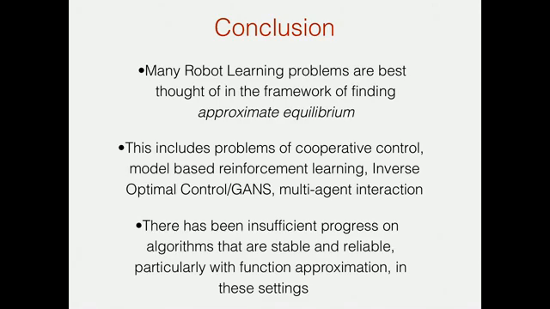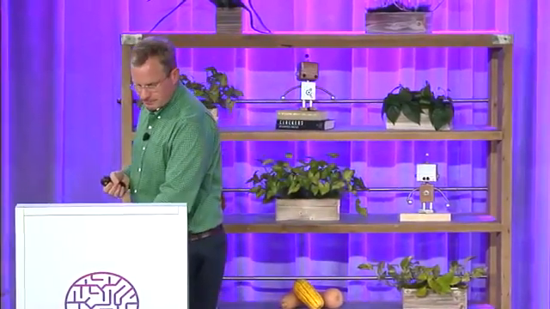I think it's fair to say that there's been insufficient progress on algorithms that actually stably and reliably will find these equilibrium, right? Often because the problem has been viewed as an optimization problem at heart instead of an equilibrium finding algorithm. And the nice part about thinking of these in a unified framework as you're finding equilibrium is it allows us to transfer algorithms between different domains because they're all solving very similar kinds of problems.